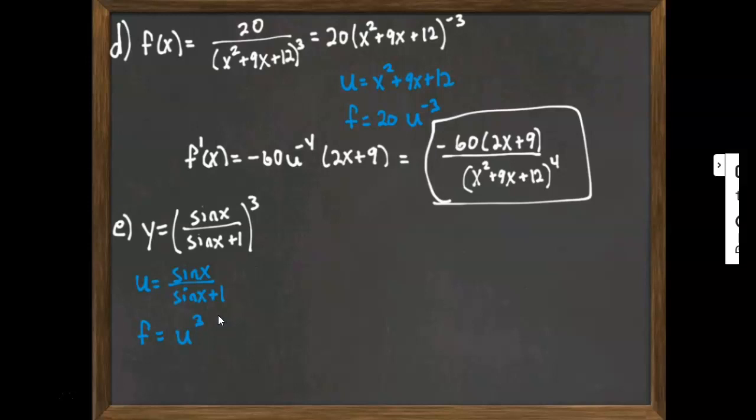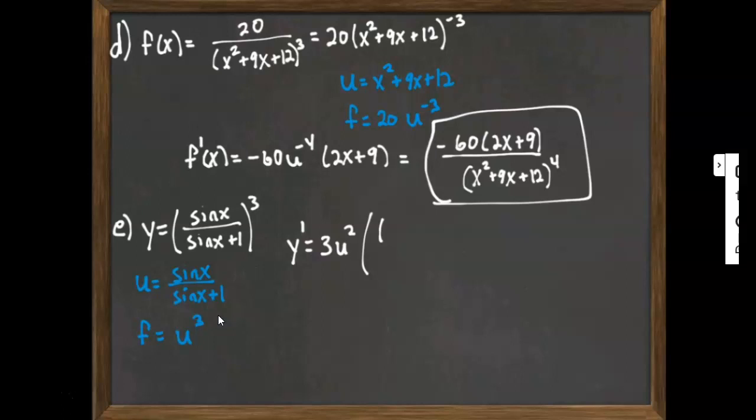Here we are going to still need to use the chain rule, but I'm only going to need to use it once because I only have the u to the third, the outer function, and then the inner function. Now to do the derivative of the inner function, I will need to use the quotient rule. So we begin with our chain rule. First and foremost, y prime would be the derivative of the outer function, 3u squared, then times the derivative of the inner function. Now the inner function, I need to use the quotient rule.